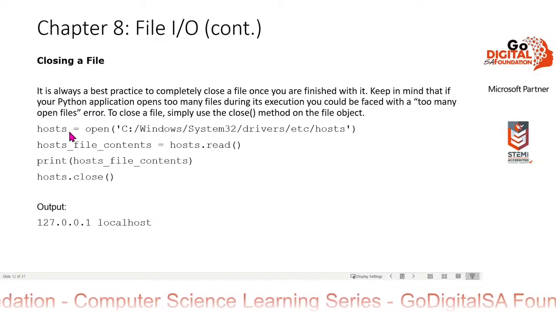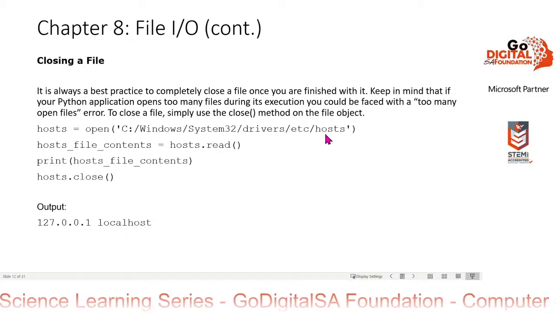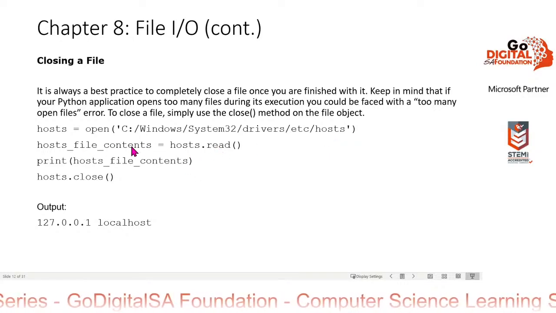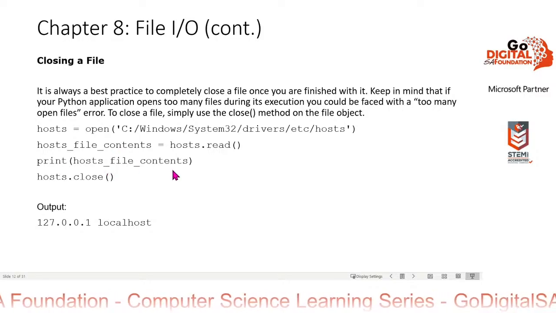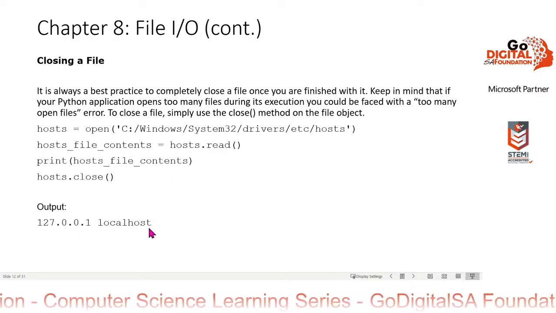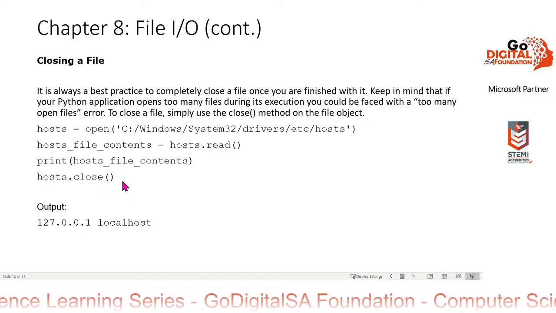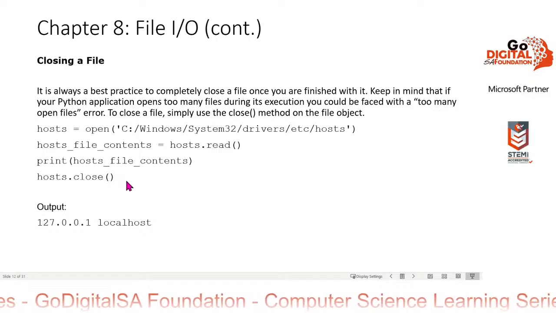So again, we create the file object, hosts is equal to open the hosts file. host_file_contents is hosts.read, so that's the contents of the file in this variable. If we print host_file_contents, we get the contents of the file. And we end with hosts.close, that closes the file. So what we're saying here is that you should always close a file once you're finished using it.